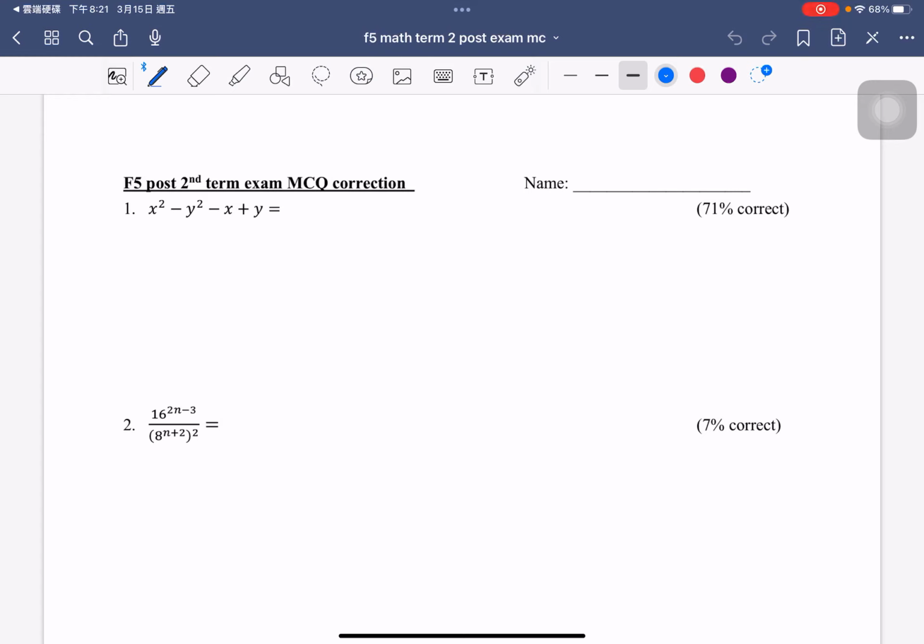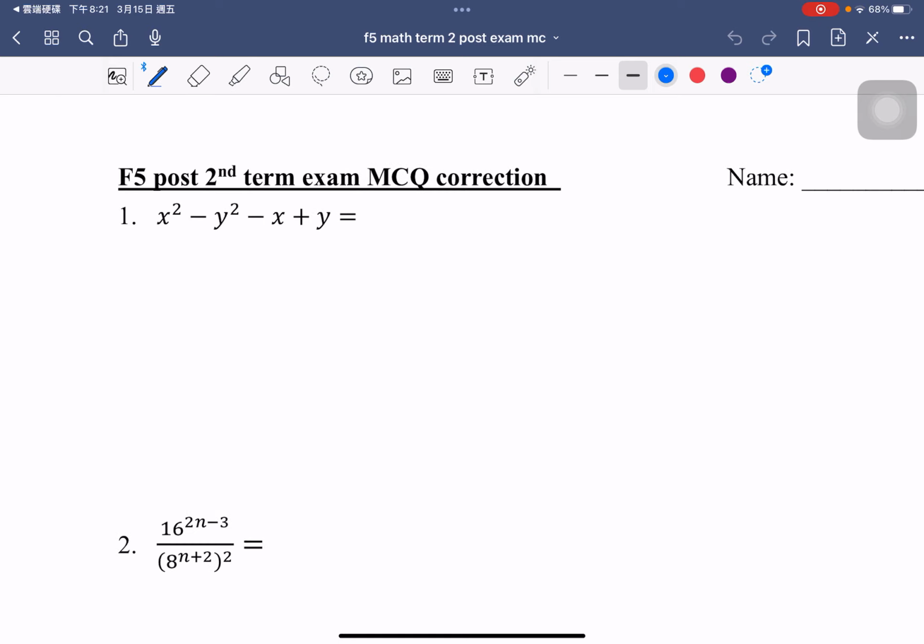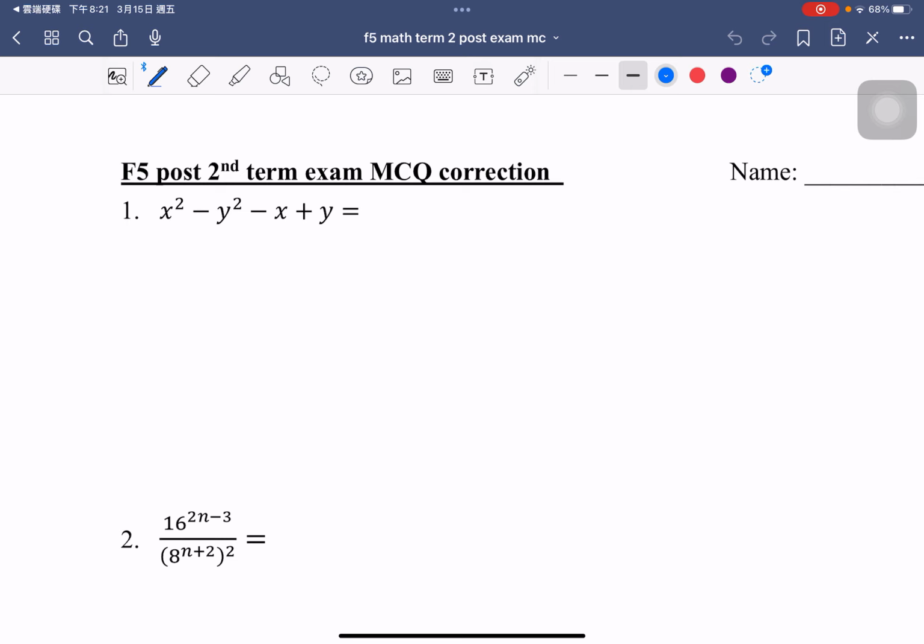Hello guys, in this video we're going to talk about the MCs in our second term exams. For the first question, we have to factorize this one. For the front part, it's the left squared minus the right squared, isn't it? So we have x minus y times x plus y.